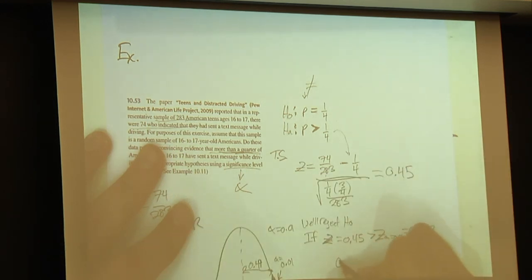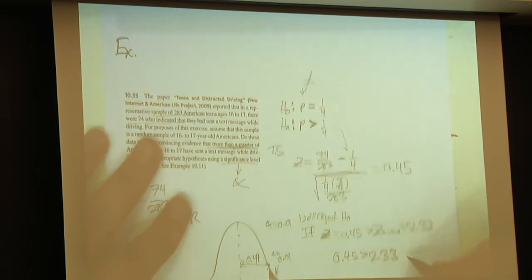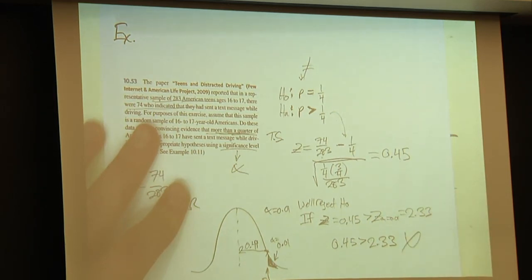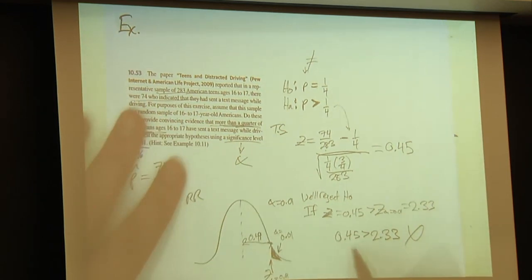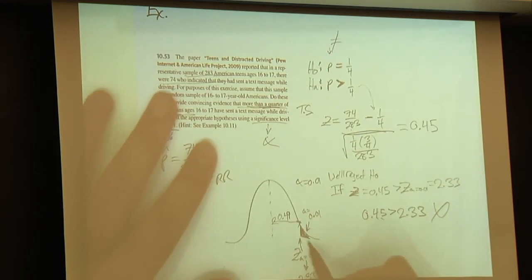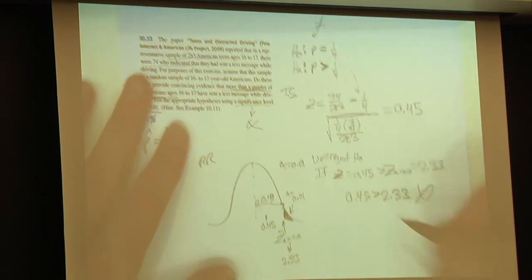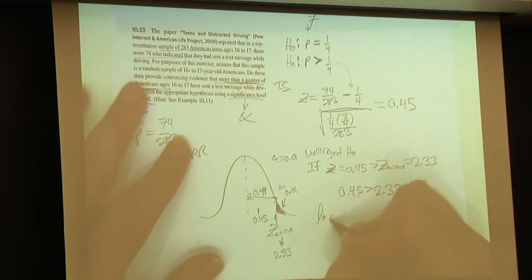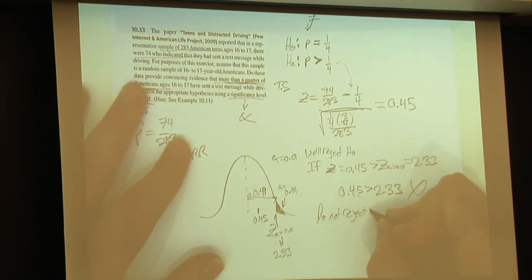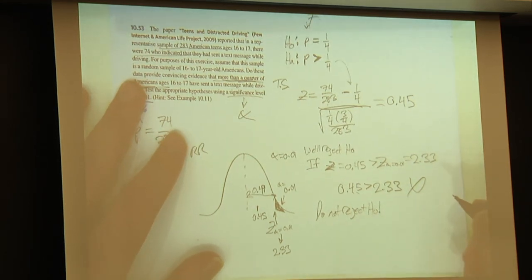So now I'll rewrite this. Is 0.45 greater than 2.33? Yes or no? 1, 2, 3. No, it's not. Good. So this is a false statement. And if it's not true, it's false. And that means this is not in our rejection region. That makes sense, right? 0.45 for z would be like down here, right? Not in our rejection region. And if we're not in the rejection region, then we say, do not reject H0. Okay? And that'll be the start to our conclusion.